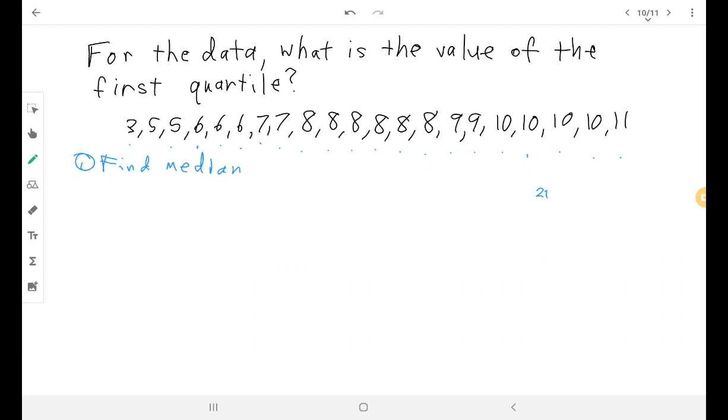And so if there's 21 of them, that means there's the one in the middle and then 10 on each side, right? So if I go to the 11th one, I'll find the median. So 1, 2, 3, 4, 5, 6, 7, 8, 9, 10, 11 is right there, so the median is 8.